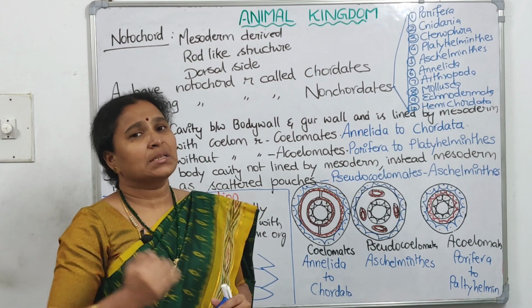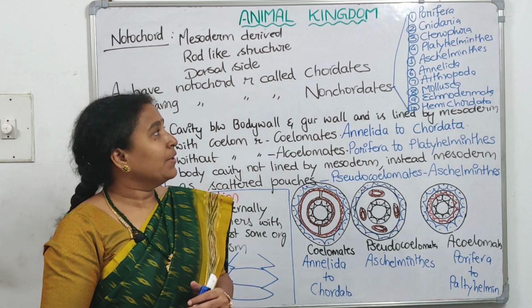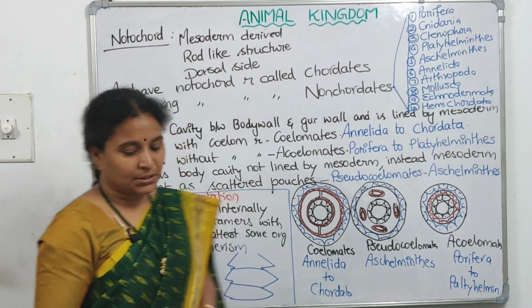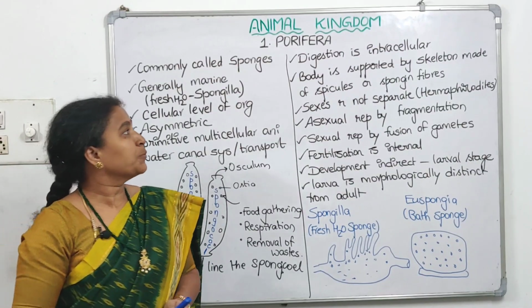Chordates are divided into 3 subphyla. We will see that. So we finished all the characteristics. Now we are going to start one by one phylum. Let's start Porifera. Take a screenshot of this. Let's talk about the first phylum, that is Porifera.